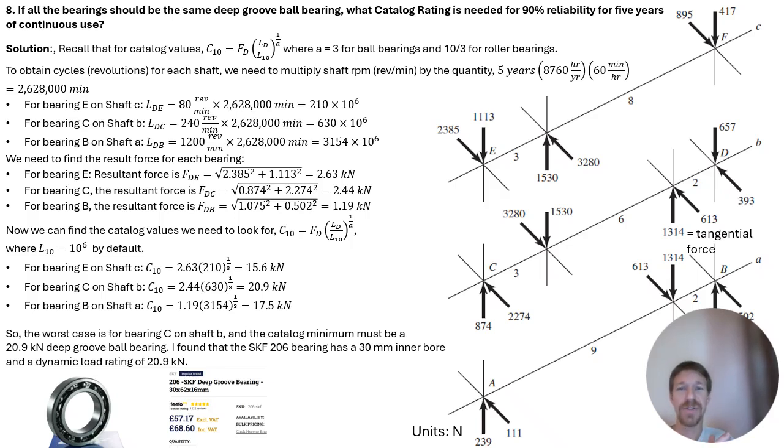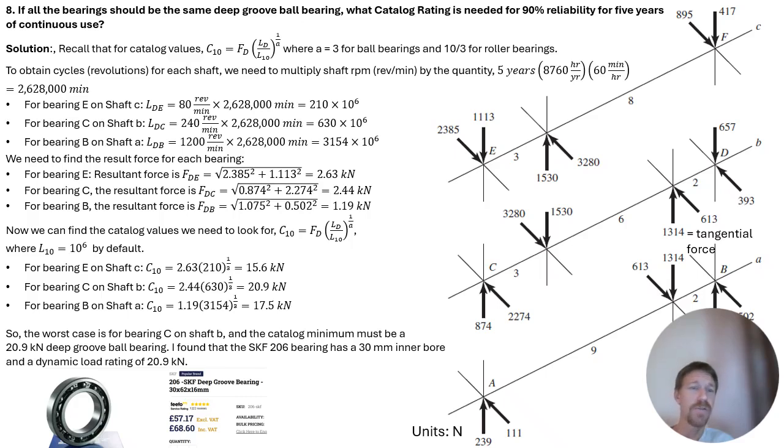So if you calculate 5 years, that's 8,760 hours per year. So 5 times 8760, and then there's 60 minutes per hour. So that's 5 times 8760 times 60, and that gives you 2,628,000 minutes of use that you're looking for.